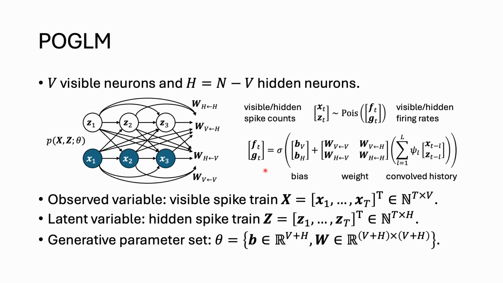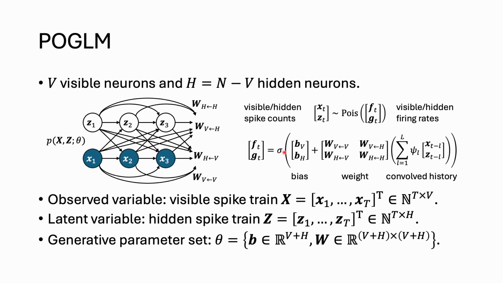First, given history spikes from both visible and hidden neurons before time t, we use a linear mapping with a nonlinearity to compute the firing rates of all neurons at the current time t. Then the spike count in the current time bin is sampled from a Poisson distribution.